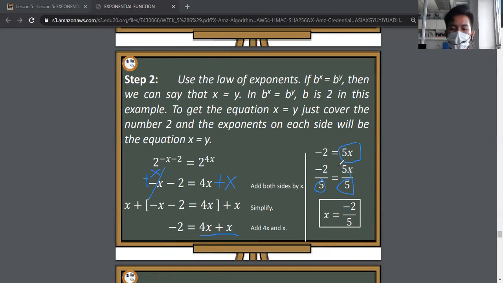X is equal to, so cancel po natin to. X is equal to negative 2 over 5. Lagay tayo ng text. Or x is equal to negative 2 over 5. Pag negative po, pwede pong yung negative sign po natin nasa gitna po. Pwede din pong negative sign po natin nasa taas.